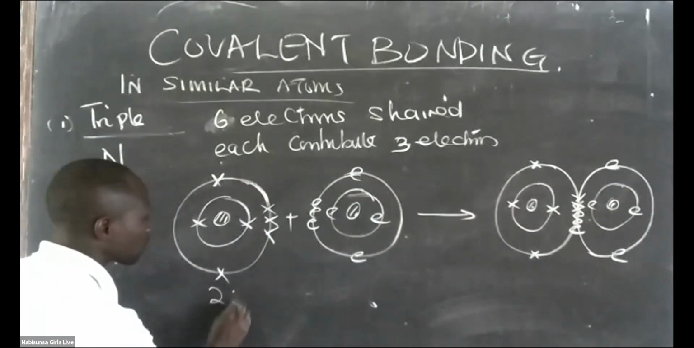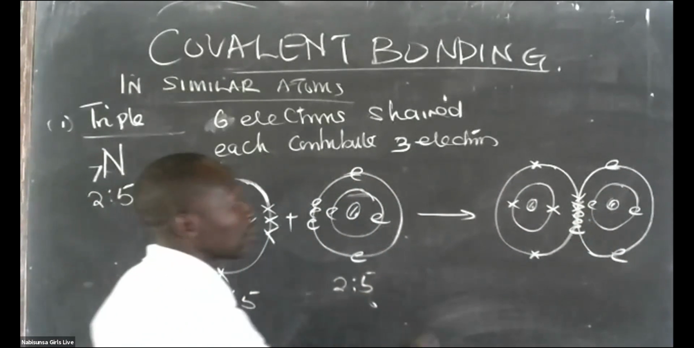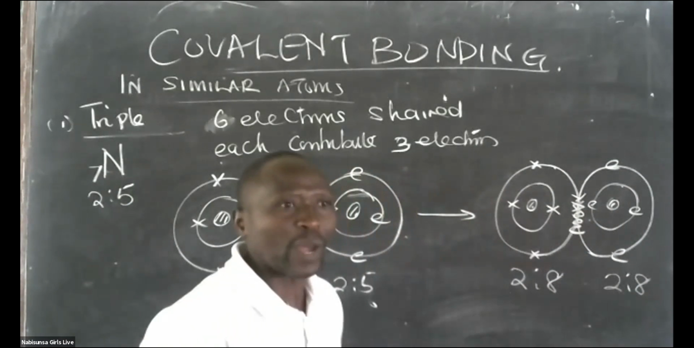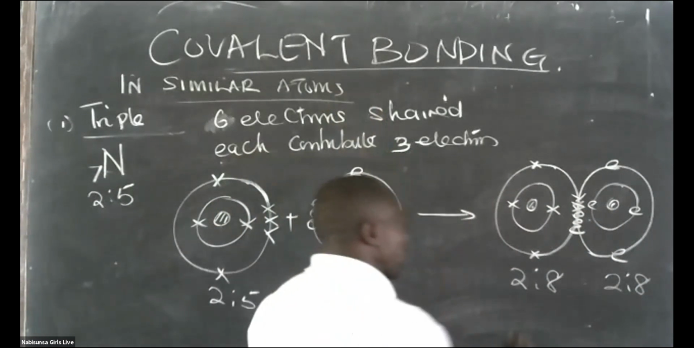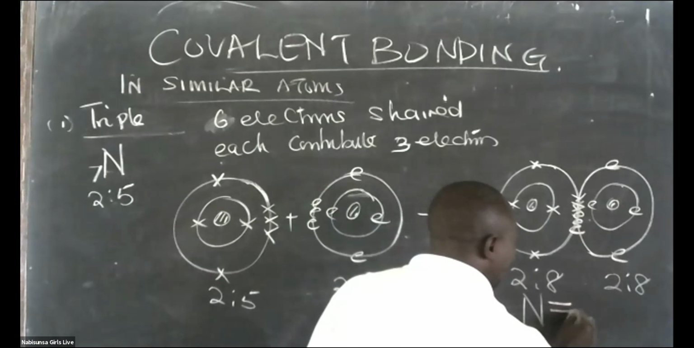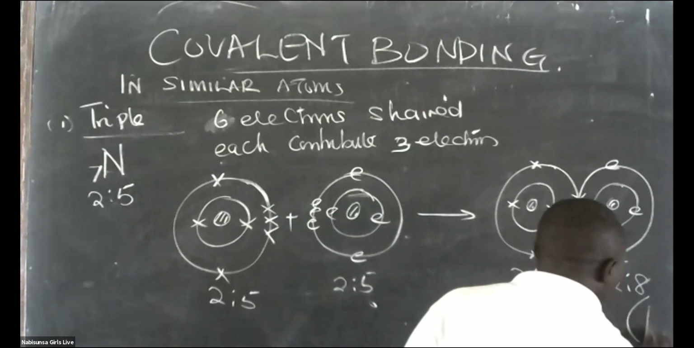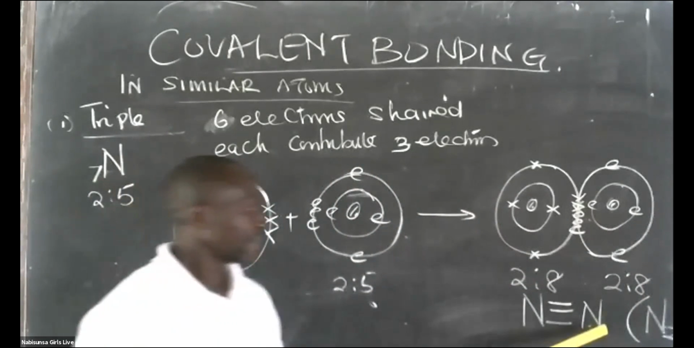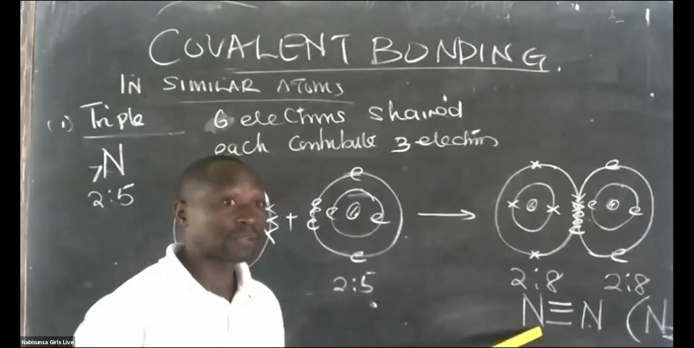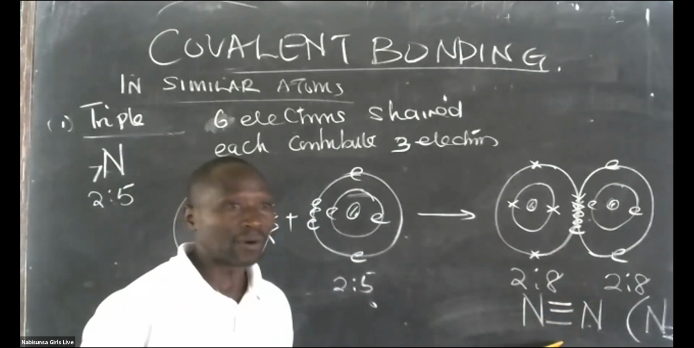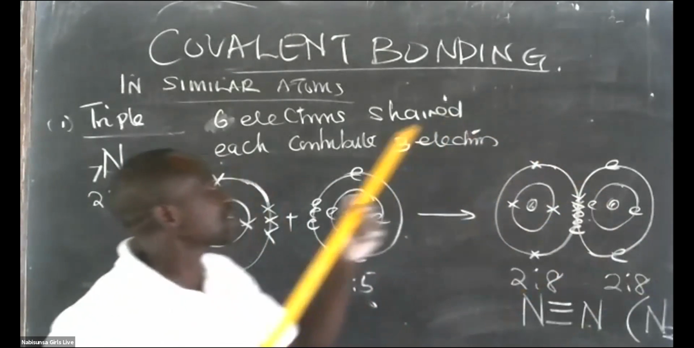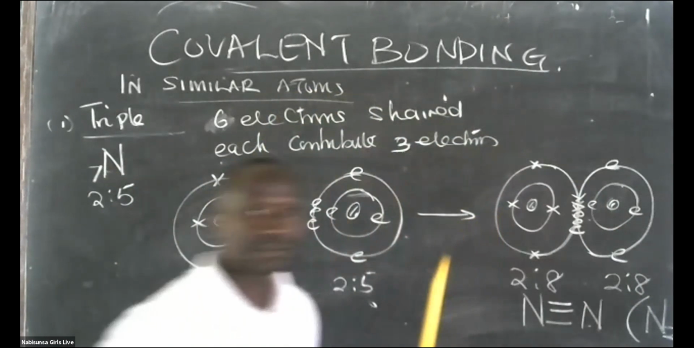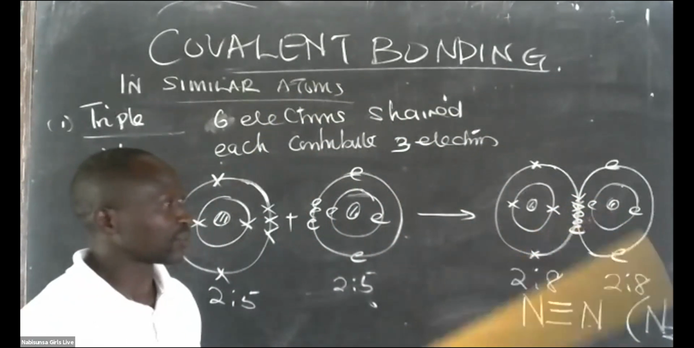So the EC has changed from 2 to 5, and 2 to 5, 2 to 8, and 2 to 8. So how do we write nitrogen? The formula for nitrogen is N, 3 dashes N, which we write in short as N2. So what does it mean? The 2 nitrogen atoms are held by a triple covalent bond as a result of having 6 electrons being shared, but each atom contributes 3. Here we end with nitrogen.